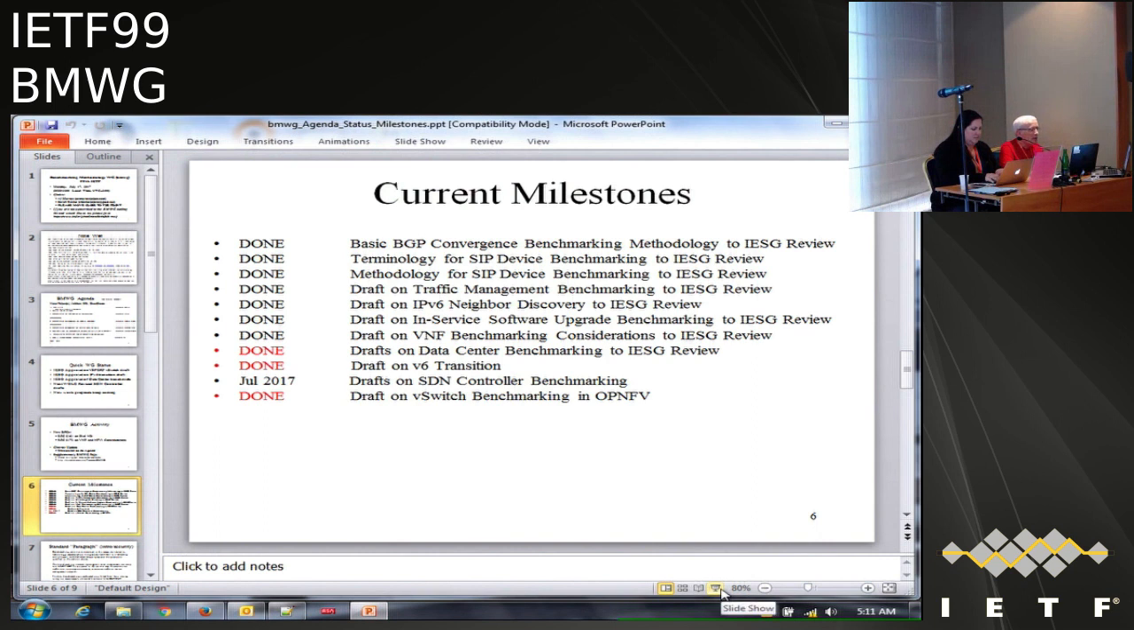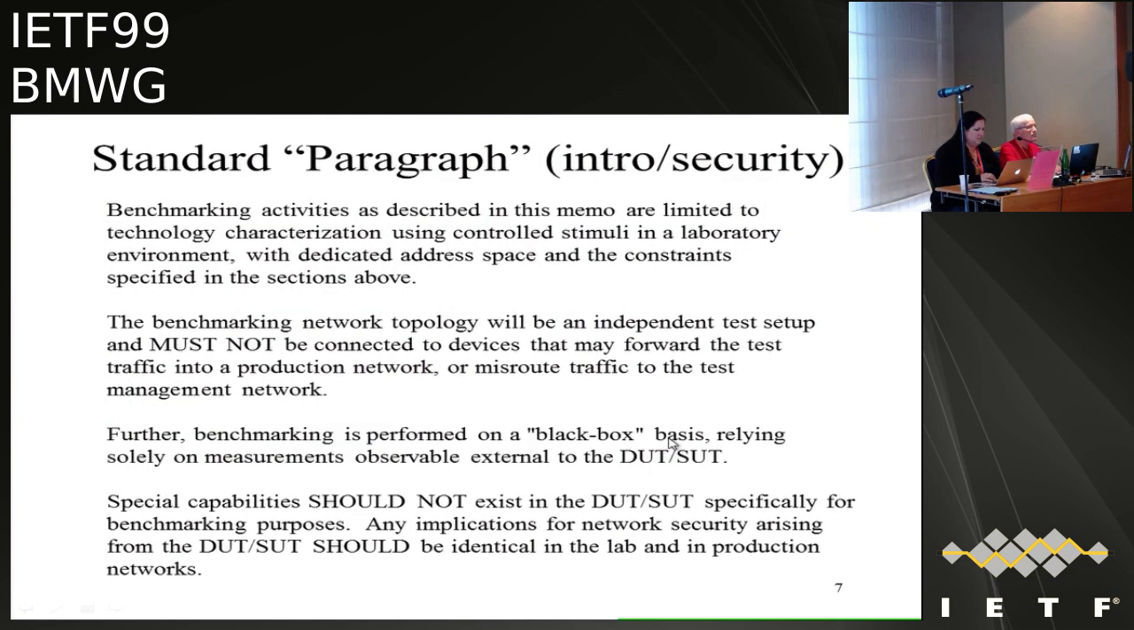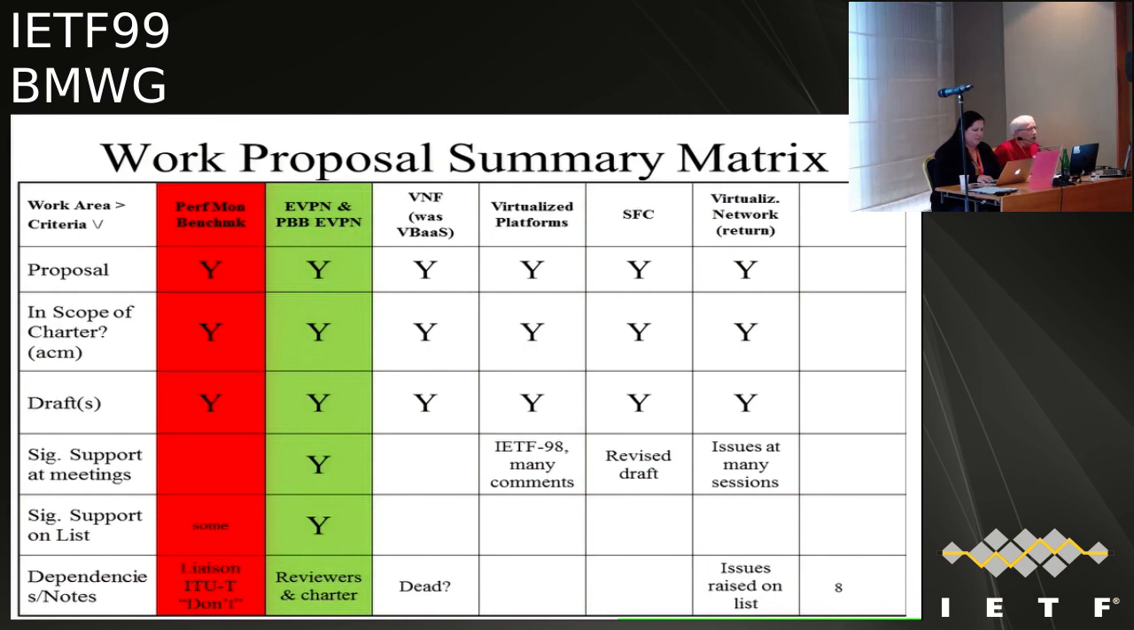So, according to the agenda, now we're going to do the rechartering discussion. Our current work proposals look like this. We've got these different work areas proposed, and we discussed the status of them in these dimensions: whether we have a written proposal, whether it is in the scope of the charter, which is just my guess at that, whether we've got drafts available, and whether we've seen significant support at meetings and on the list.